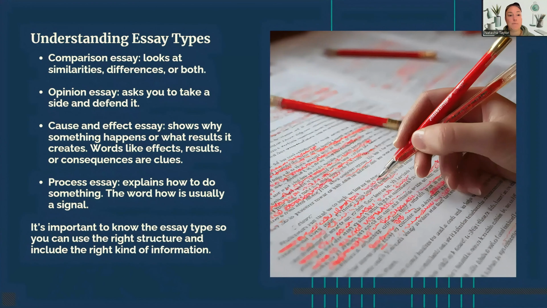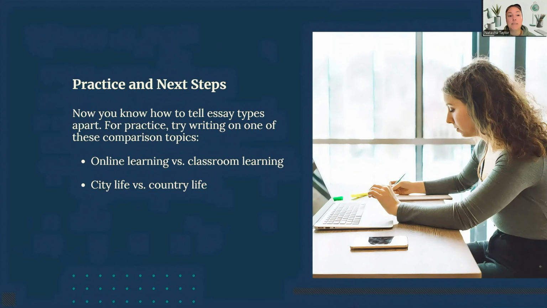For understanding essay types, comparison essays look at similarities, differences, or both. Opinion essays ask you to take a side and defend it. Cause and effect essays, this is where you show why something happens or what result it creates. Words like effects, results, or consequences are clues for this. And then there is the process essay, which explains how to do something. The word how is usually a signal. So it is important to know the essay type so you can use the right structure and include the right kind of information. I encourage you to practice, so here are the next steps.